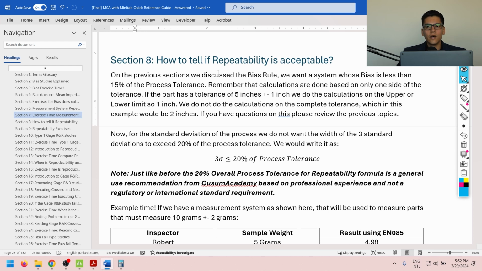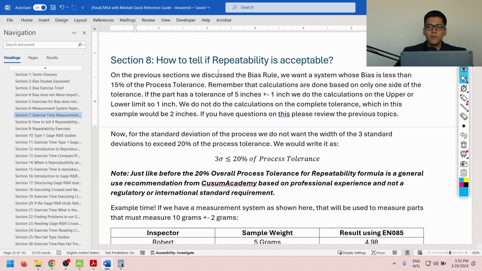We will now cover how to tell if repeatability of a measurement system is acceptable. In the previous sections, we discussed the bias rule. We want a system whose bias is less than 15% of the process tolerance. Remember that calculations are done based on only one side of the tolerance.